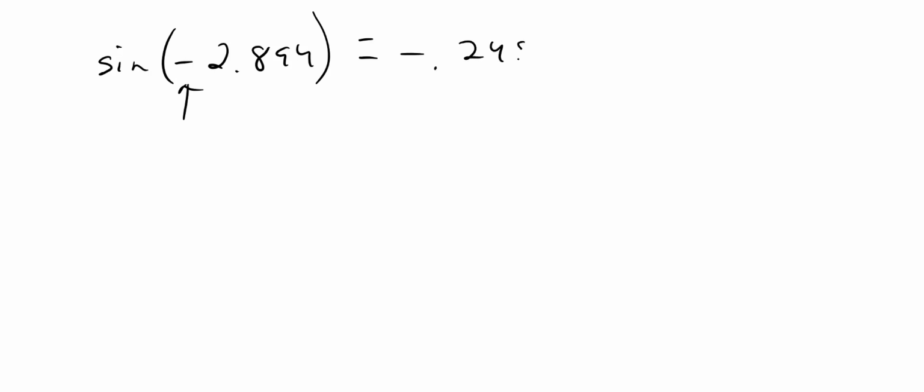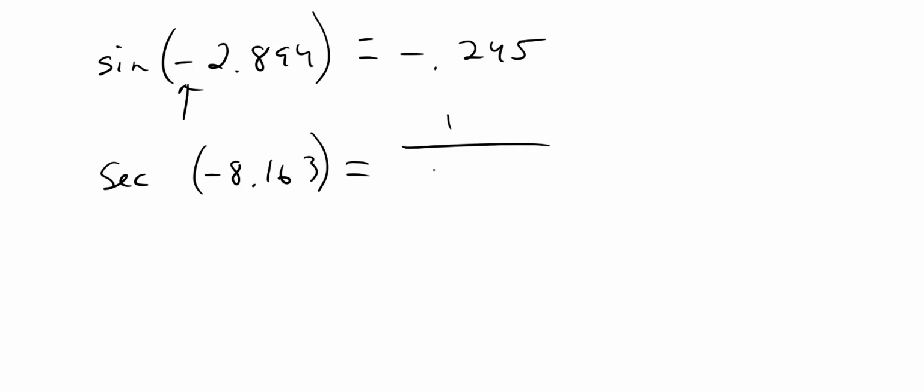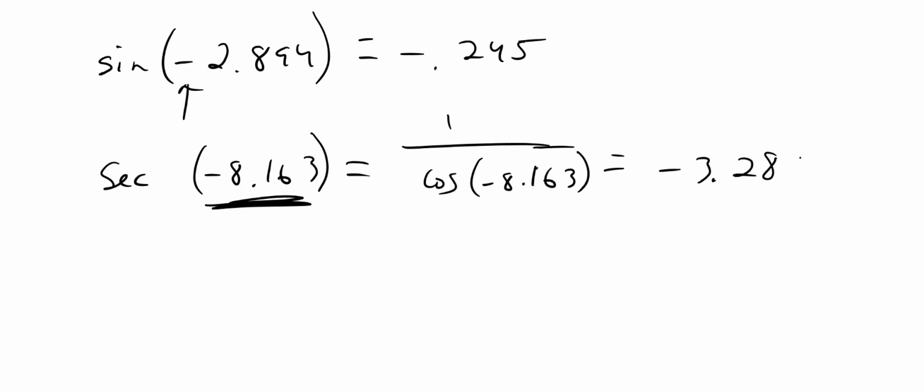Let's do a negative value. What happens when we have a negative value? What if I said sine of negative 2.894? You just type the negative in there. That's all you do. It's super easy. Okay, and you get negative 0.245. Super easy. So if I type in the secant of negative 8.163, you type in 1 divided by the cosine of that number, negative 8.163. And that gives you negative 3.288.